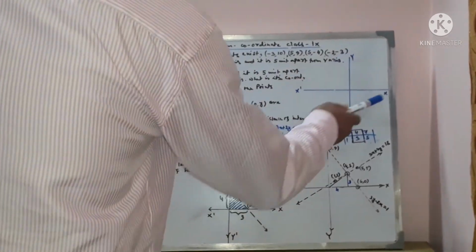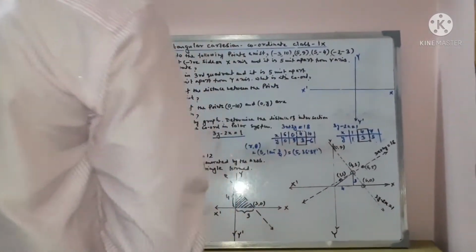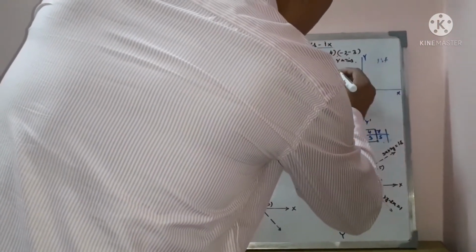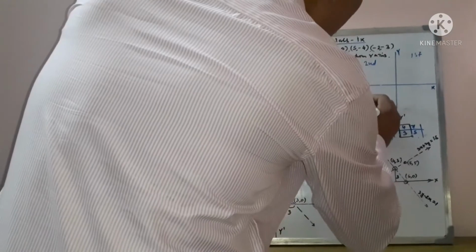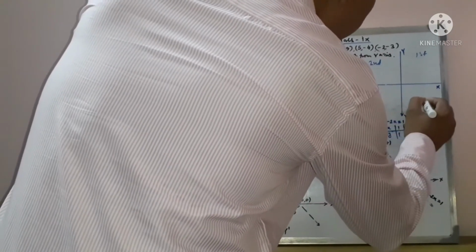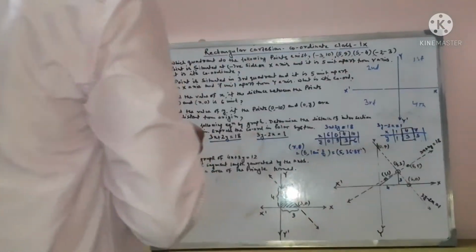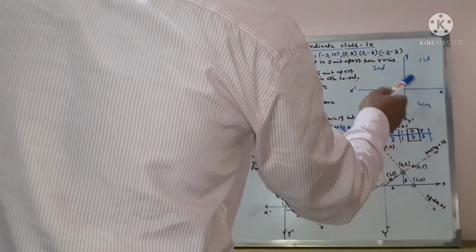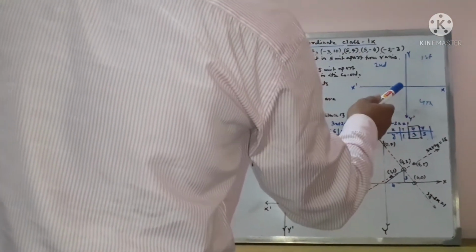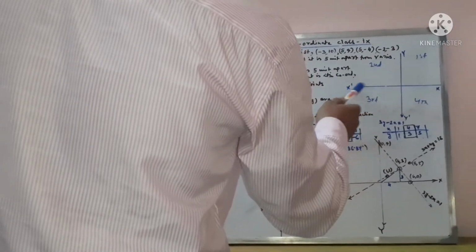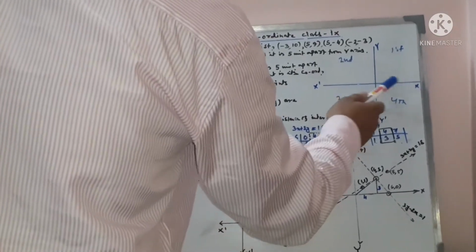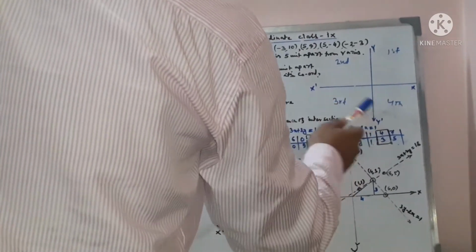We know that in the Cartesian coordinate system there are four quadrants. This is the first, this is the second, this is the third quadrant and this is the fourth quadrant. In the first quadrant both x and y are positive, that is, abscissa and ordinate are both positive. In the second quadrant x is negative and y is positive. In the third quadrant both x and y are negative, and in the fourth quadrant x is positive and y is negative.